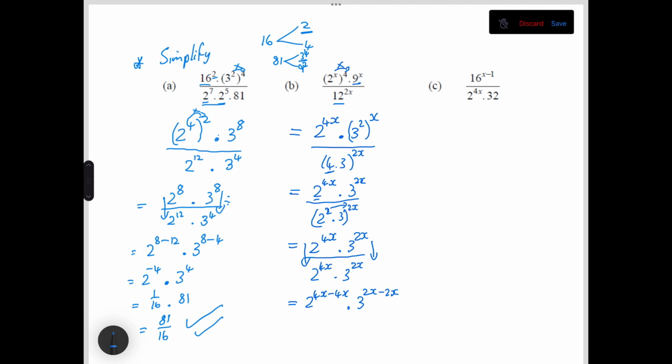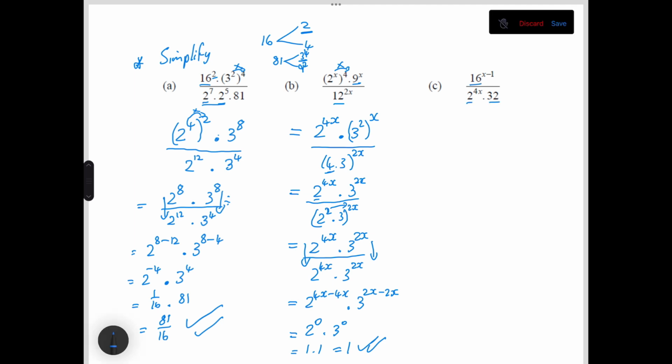There we go. And so we know that 4x minus 4x gives me 0. And then 2x minus 2x gives me 0. Anything to the power of 0 is 1. 1 times 1 is 1. There we go. Done and dusted.